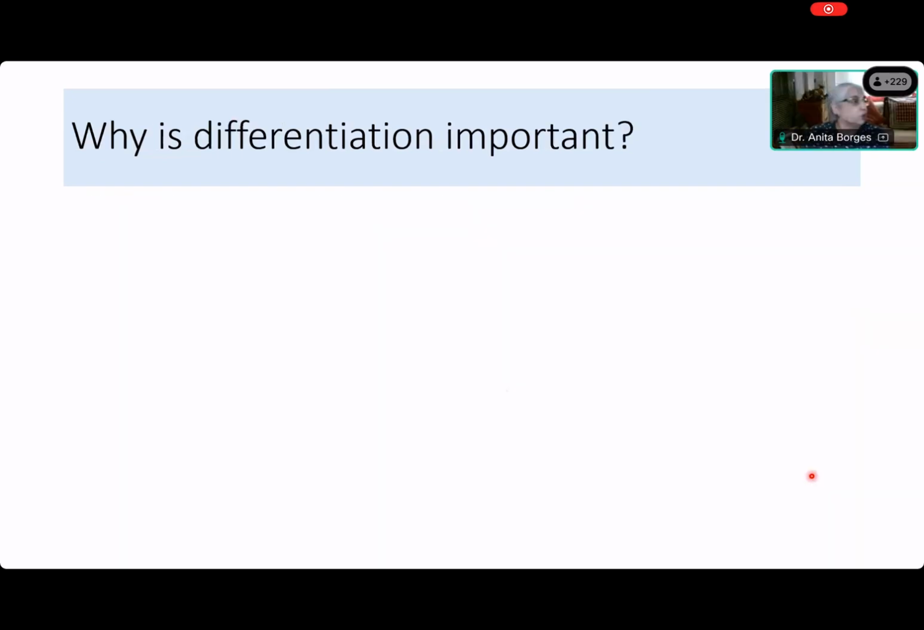All right. So now we've gone on and on about differentiation. Will anybody tell me why differentiation is important? Why are we bothered so much about differentiation? Amrita, will you tell me why differentiation is important? Well, it's required for the cell function.